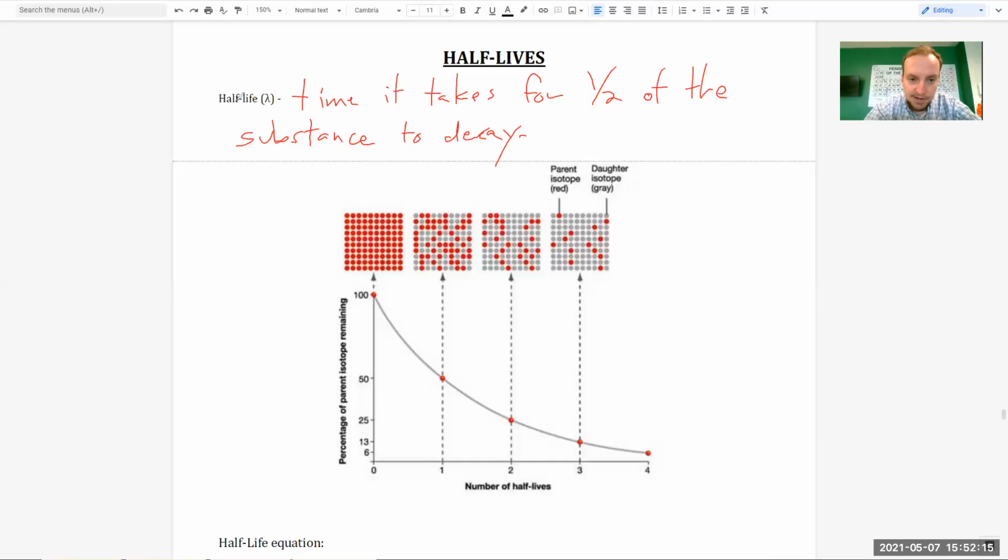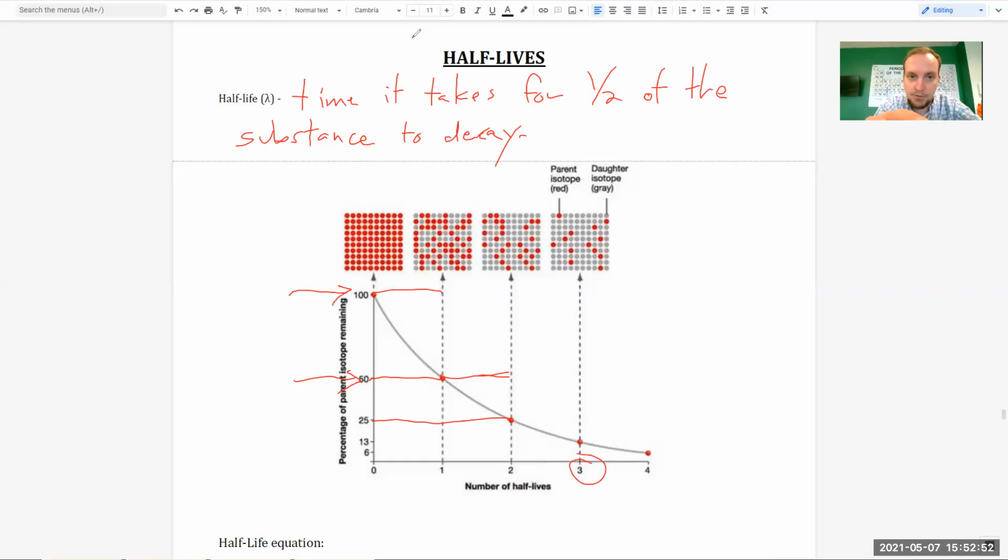Now, as you see in the image right here, let's just say we're starting with 100%. As you can see in this image, all of those dots are red. After one half-life, you're going to end up with not 100, but now 50. So we have decayed from 100 down to 50 in one half-life. After the second half-life, we're going to be exactly half of the previous, so we go from 50 all the way down to 25. Now we're down to half of 50, which is 25, after two half-lives.